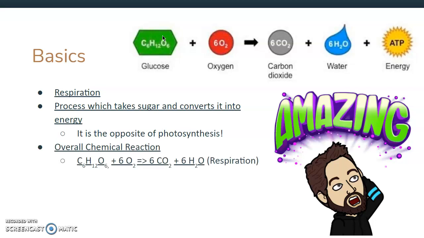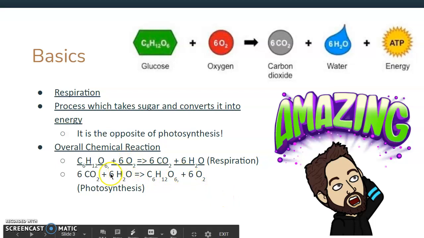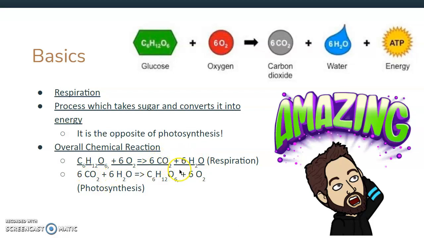Our overall reaction is C6H12O6 plus 6O2 goes into 6CO2 plus 6H2O. And if we look at it again, compared to photosynthesis, it's the exact opposite. Our glucose is on the left side in respiration, it's on the right side in photosynthesis. Same with our oxygen, and then our carbon dioxide and water are on the left side for photosynthesis, and they're on the right side for respiration.